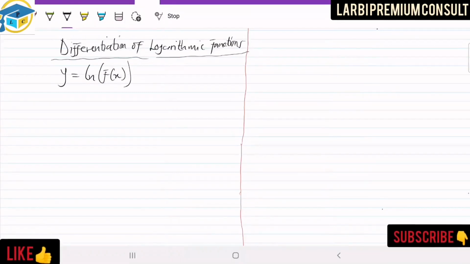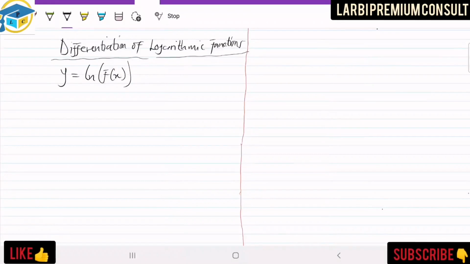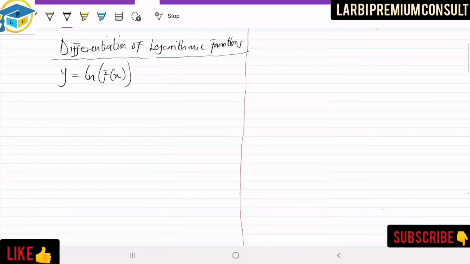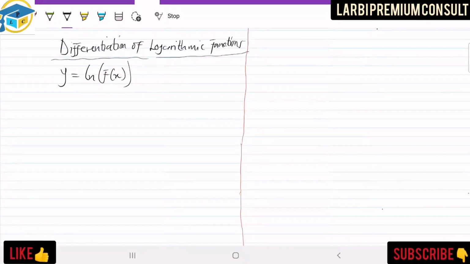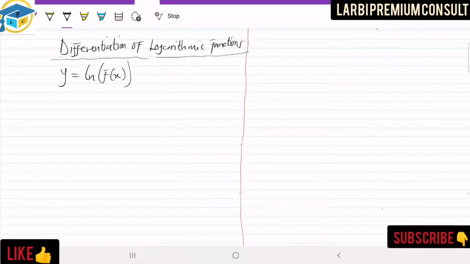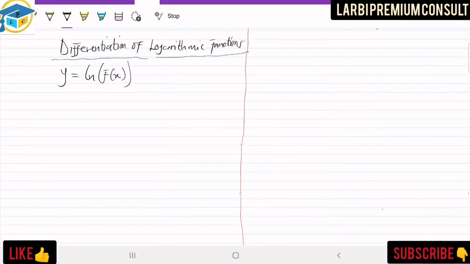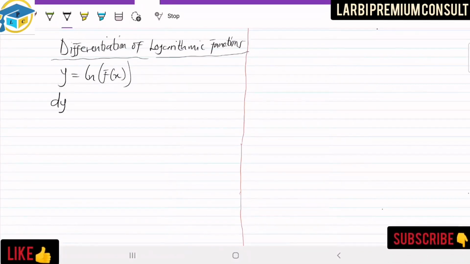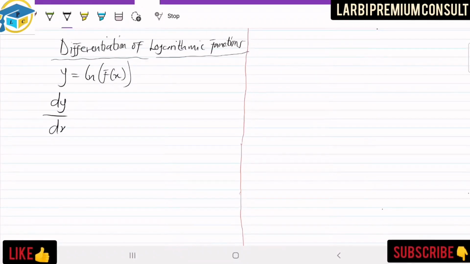How do you differentiate the logarithm of a function? To differentiate the logarithm of a function, you also follow the same rule. It's simple. All that you need to do is differentiate the y. Because I'm differentiating with respect to x, it becomes dy over dx. Okay, I'm done with that.